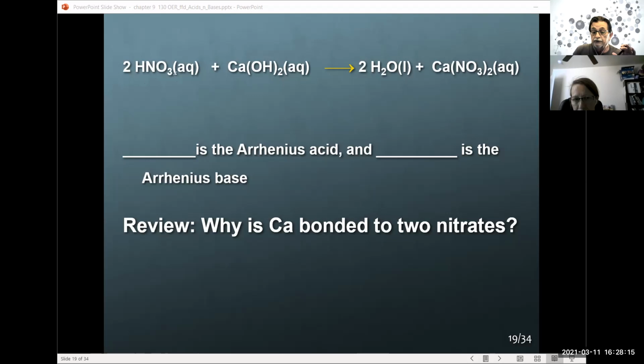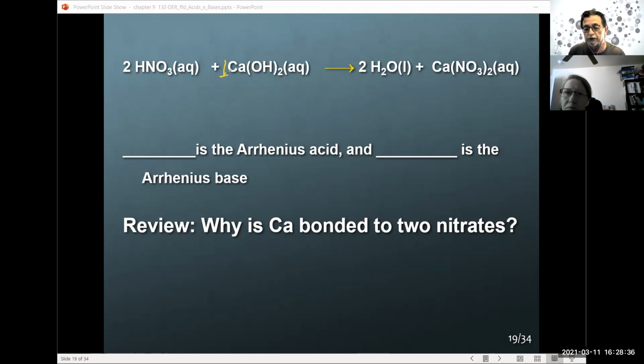Okay, I have 4 hydrogens, 2 of them in the hydroxide, 2 of them in the acid. Now I got 4 hydrogens in the form of water. Okay, with that 2 times water, each has 2 hydrogens. So we have balanced this reaction. This is very important that we're going to learn to be doing balancing chemical reactions.